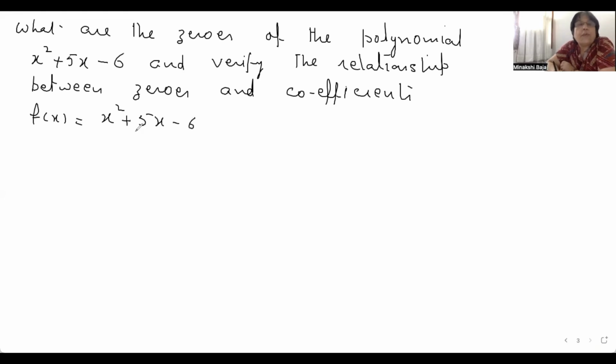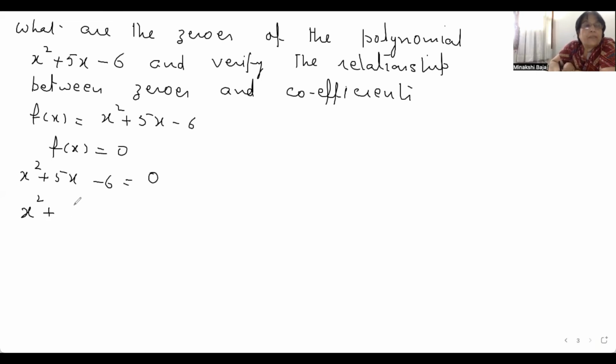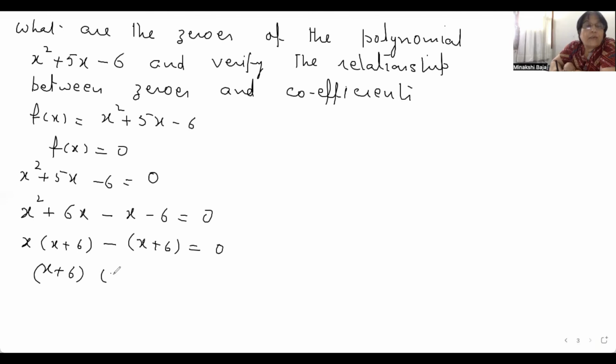Again, zeros of a polynomial means you have to find the value of x for which this polynomial is 0. It means f(x) is 0. So x square plus 5x minus 6 equal to 0. Split the middle term. Now, how will you split it? This is x square plus 6x minus x minus 6 is equal to 0. Take x common, x plus 6 in the bracket, minus 1 common, x plus 6 in the bracket equal to 0. So x plus 6 in the bracket, you will have x minus 1 in the bracket equal to 0.